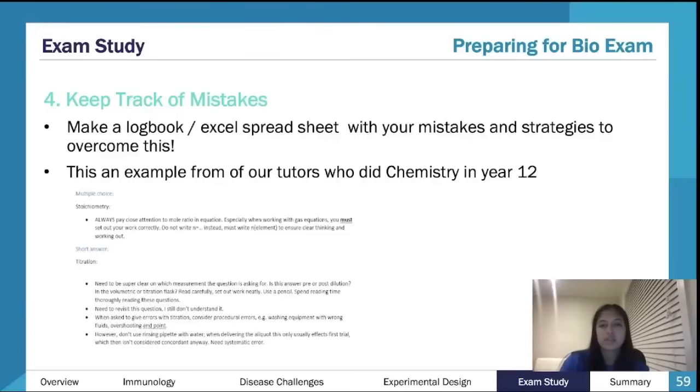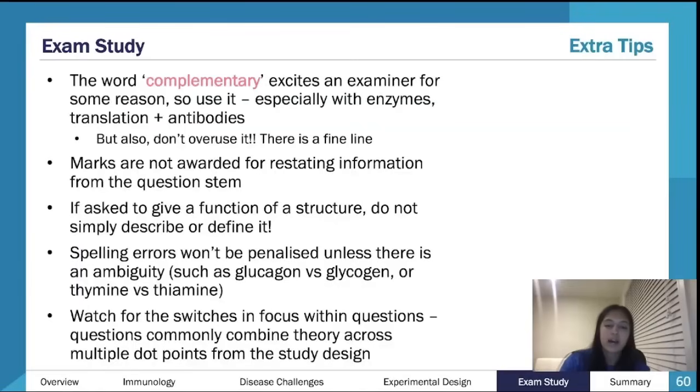We kind of talked about this in terms of keeping track of your mistakes, but yeah, it can be really helpful to observe them. Okay, I think this is the last slide. So we've talked about complementary, this idea of being specific just comes up in bio all the time. Like I'm almost sick of saying it so much.